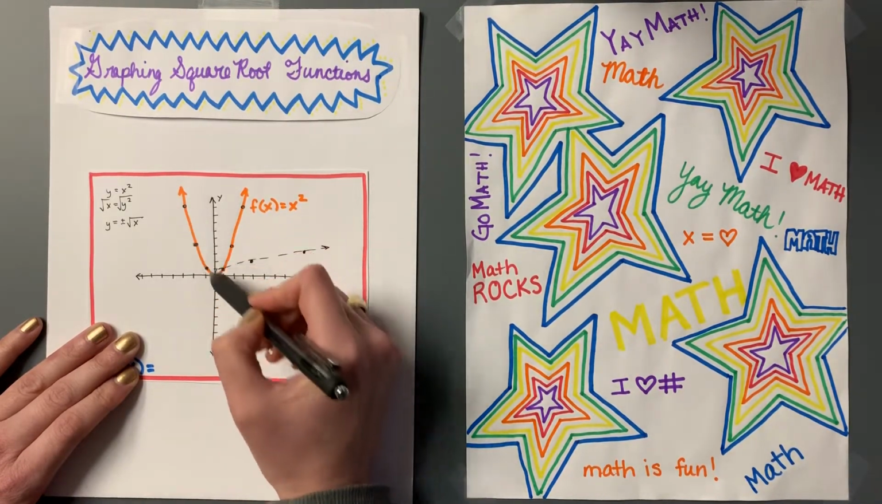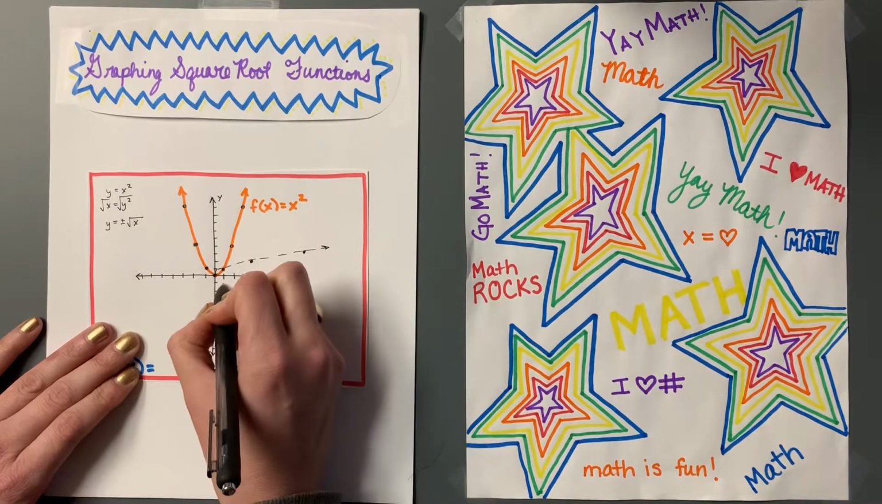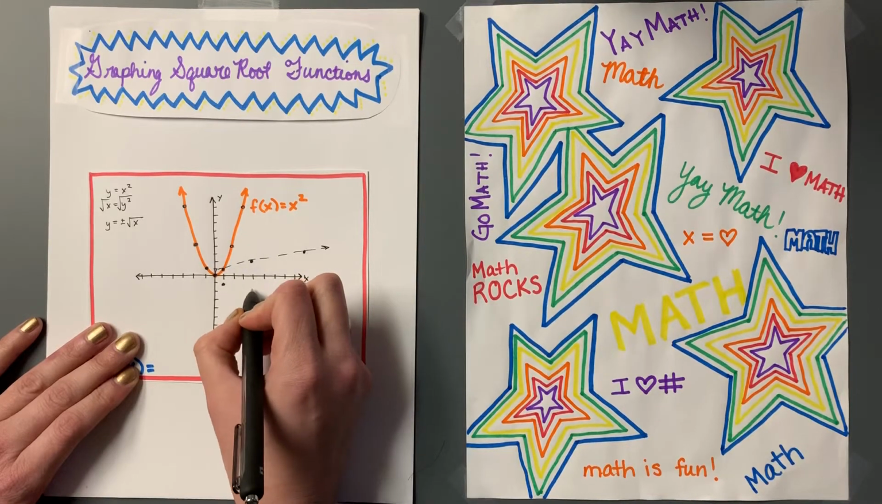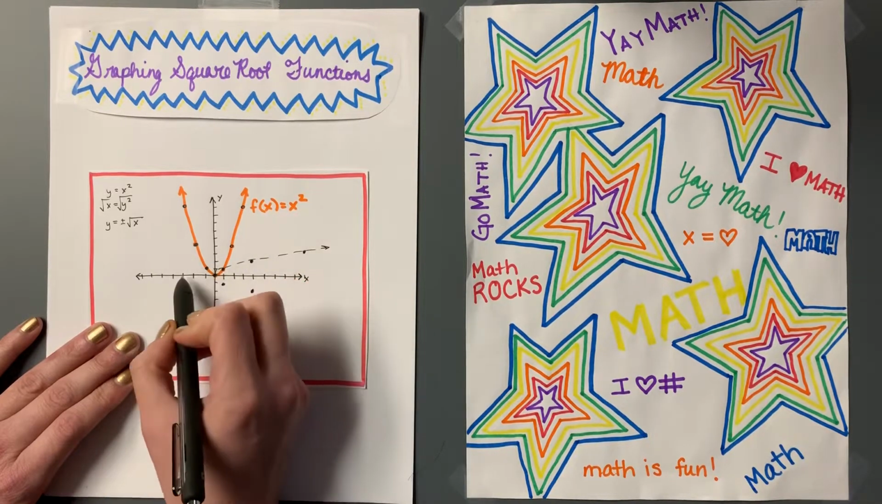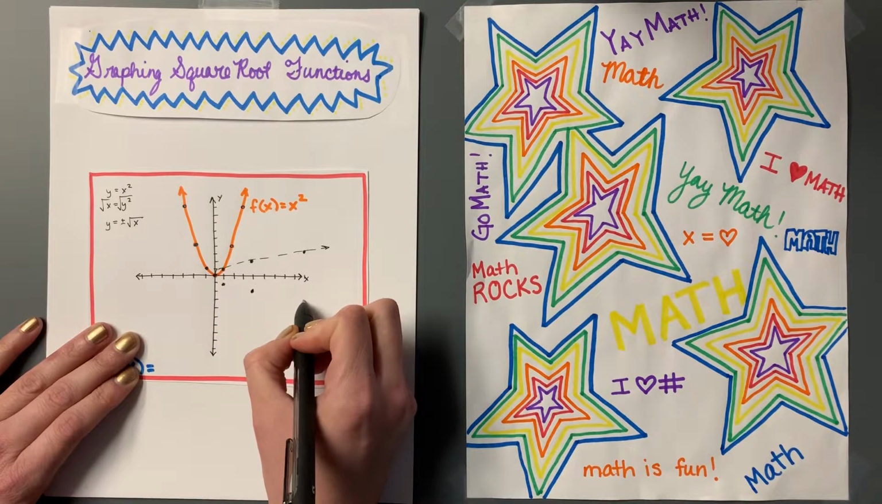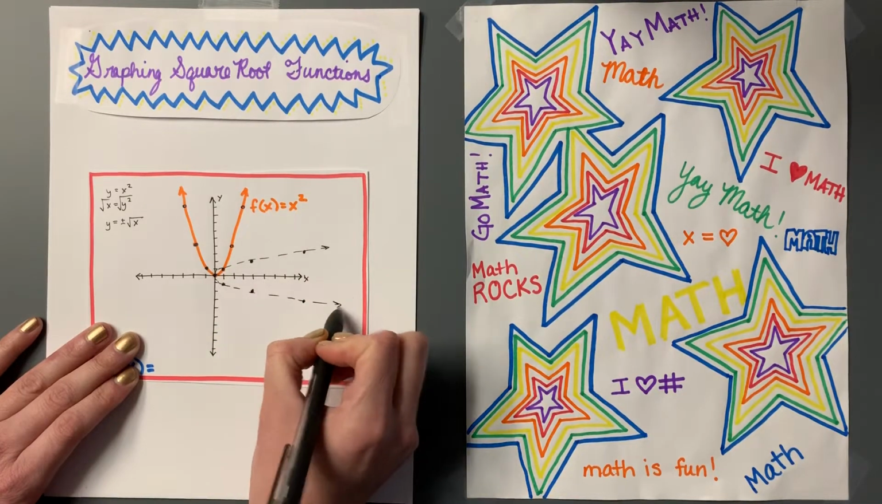Then I want to find the inverse of the rest. So this was (-1, 1). This is going to become (1, -1). This is (-2, 4), so this is going to become (4, -2). And this is (-3, 9), so this is going to become (9, -3). So this looks like this.